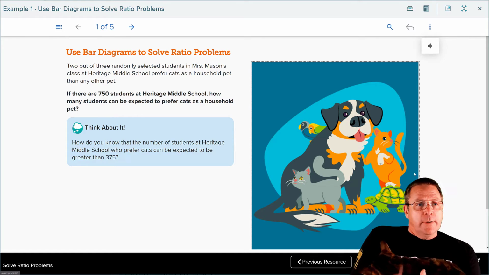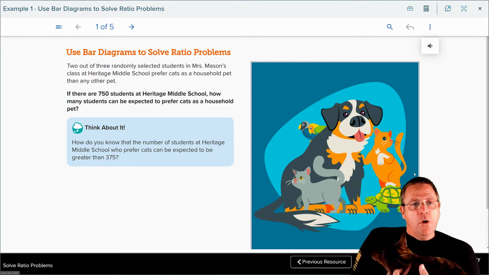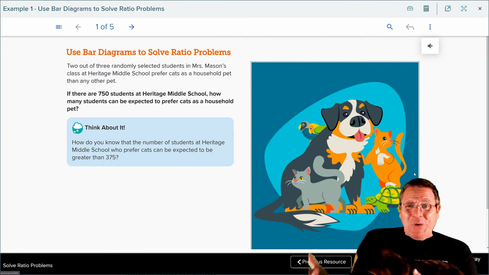For Think About It: How do you know that the number of students at Heritage Middle School who prefer cats can be expected to be greater than 375? Okay, so we want to think about it again. What's it asking? How do you know that the number of students is going to be greater than 375? Where did 375 come from anyhow?